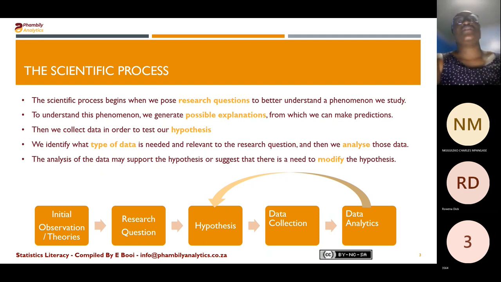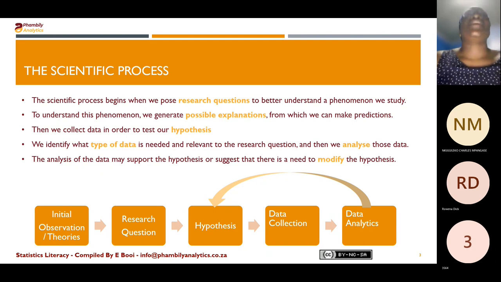Sometimes you want to test the relationship, or you want to test whether there are differences. Those assumptions are what we call the hypothesis. So you need to have a hypothesis statement that you need to prove. Otherwise, you either reject or accept that assumption that you are making. But before you can prove those assumptions, you need to go and collect the data.